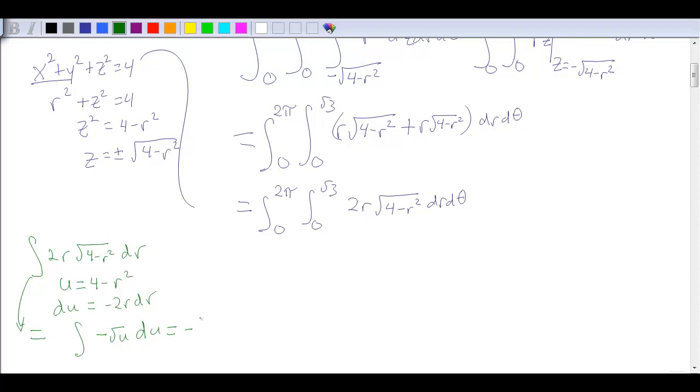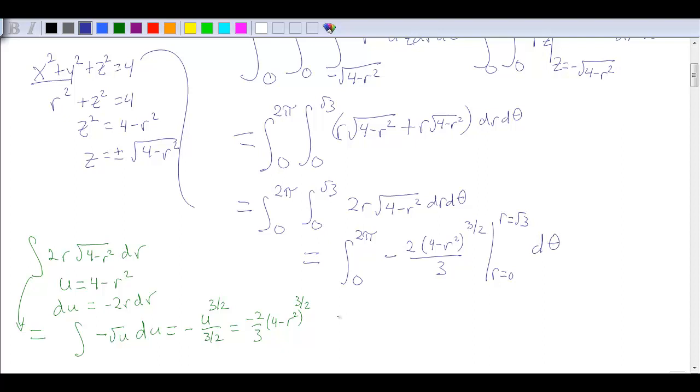And so that will give me negative u, square root u is u to the 1/2. Integrate, I get u to the 3/2. Divide by 3/2, which gives me a negative 2/3. U is 4 minus r squared to the 3/2. So there's my antiderivative. When I plug that in here, I get 0 to 2 pi, the negative 2, and let's put the 4 minus r squared to the 3/2 in the numerator and the 3 in the denominator. And we go from r equals 0 up to r equals square root of 3, d theta.